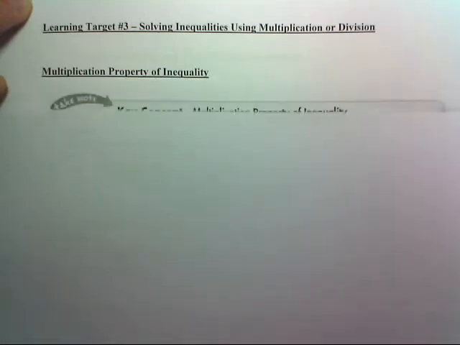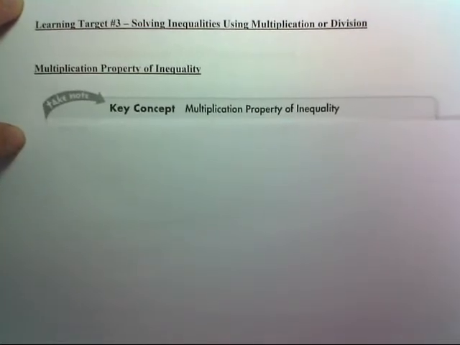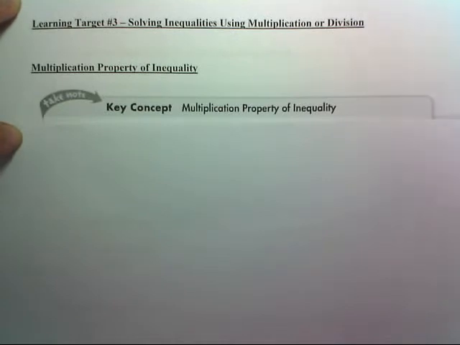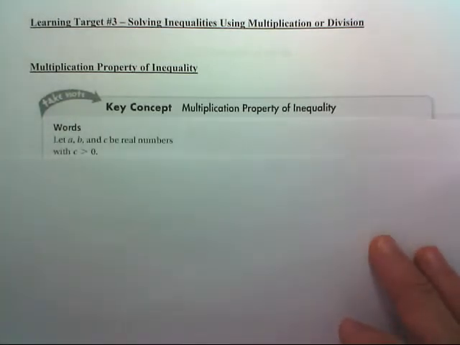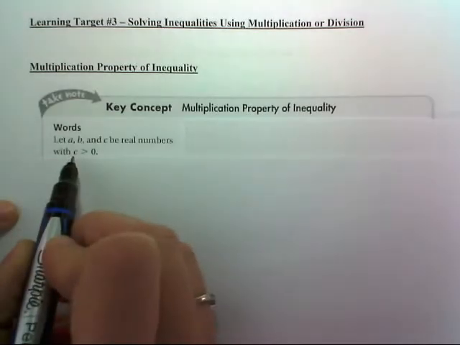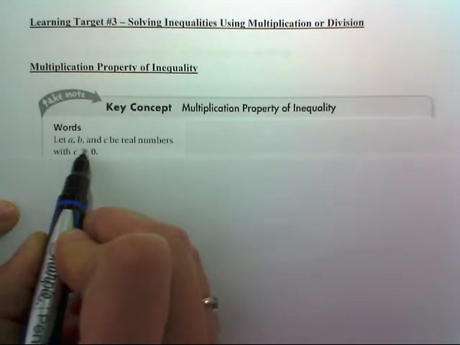So first thing I want to start with is the multiplication property of inequality. We had addition property and subtraction property of inequality, so we're moving on to multiplication, and we do have a key concept box similar to the ones we've already looked at. What I want us to focus on first is this statement right here. We have A, B, and C, and they're real numbers, but C is specified here, unlike some of the others we looked at. C has to be greater than 0.